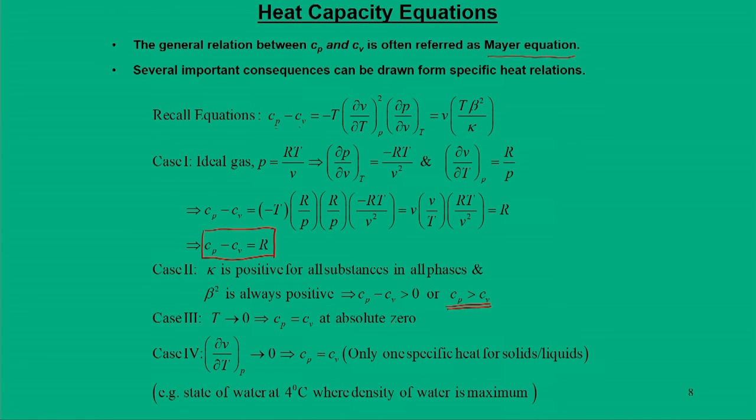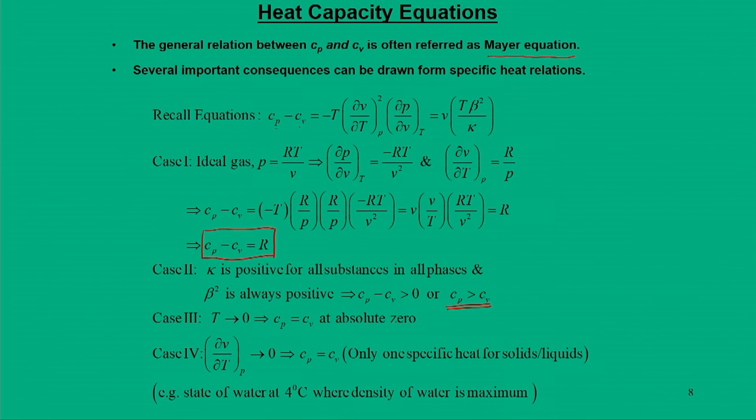And the third important consequence we can derive is that when the temperature T goes to 0, the equation says that Cp minus Cv is equal to 0, or Cp is equal to Cv. What it means is that at absolute zero temperature, we do not have separate specific heats, we have a unique specific heat, because both Cp and Cv merge.